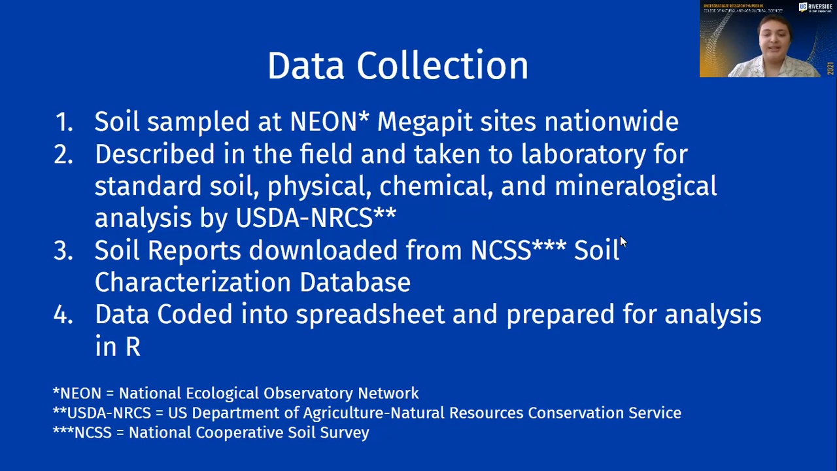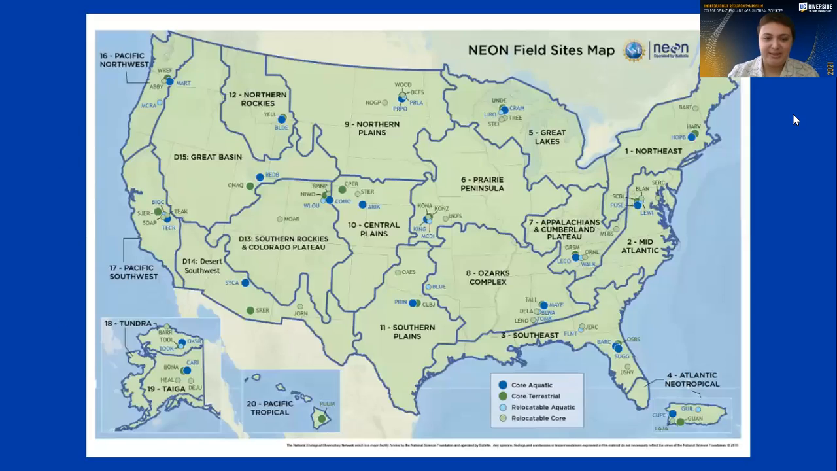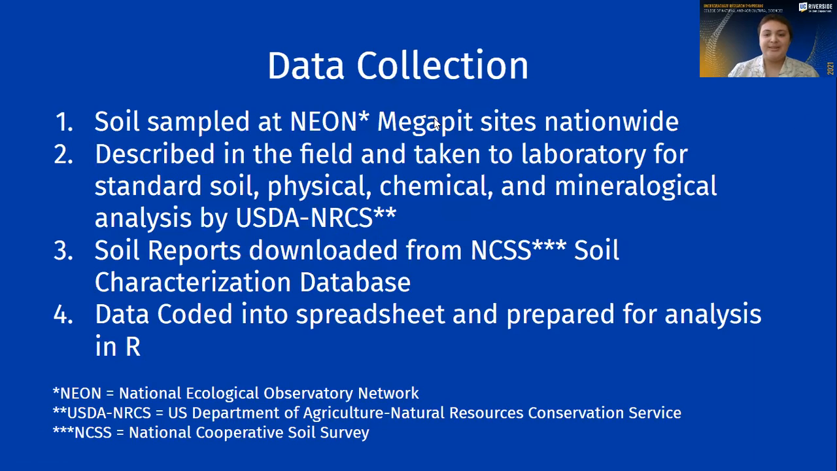So for the data collection for this study, we did not do the actual in-field sampling. That was done by NEON. So the soil was sampled at NEON megapit sites nationwide. I'm just going to go to the next slide for a second to show you where these sites are. They're the green circles. As you can see, they're spread all across the country in many different environments. And it's a very widespread range of sites. So the soil was sampled at these sites.